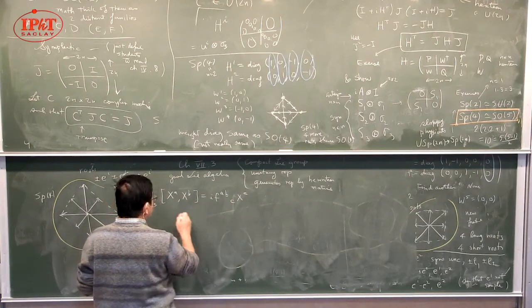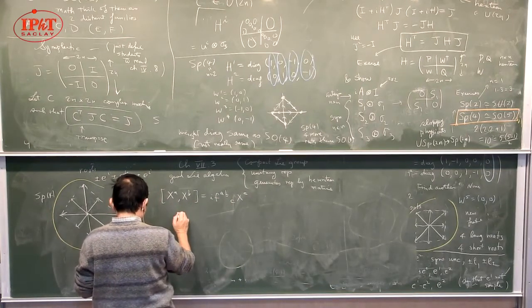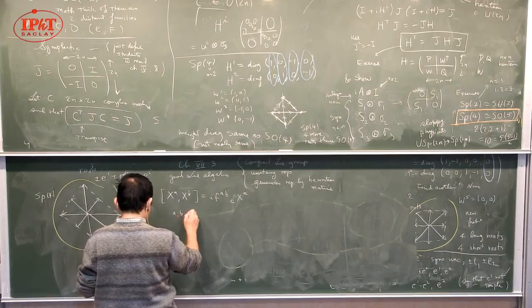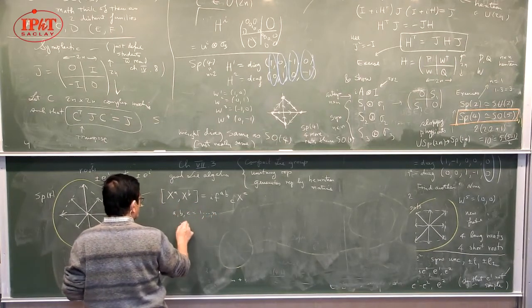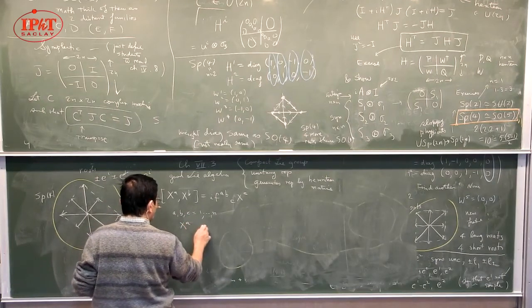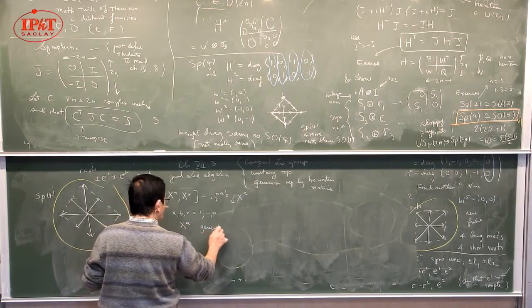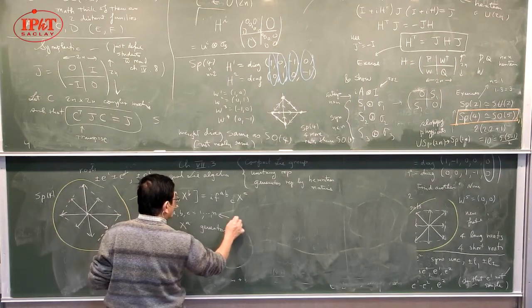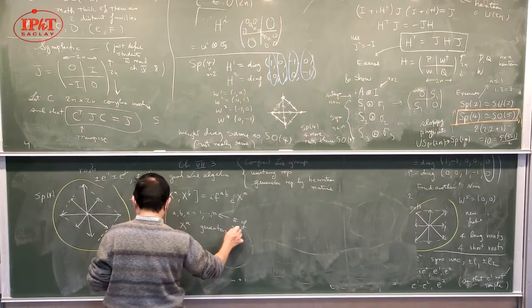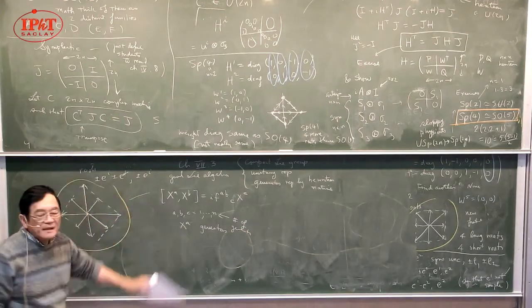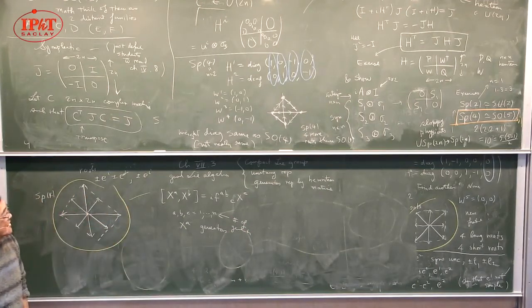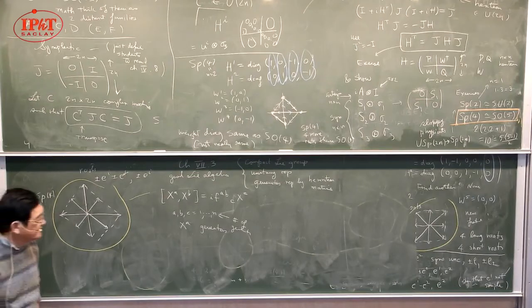So a Lie algebra is just a set of n objects, the index A, B, C goes from 1 to n. And these objects X_a are called generators. And n is the number of generators. And they satisfy this commutation relation. So that's the definition of a Lie algebra.